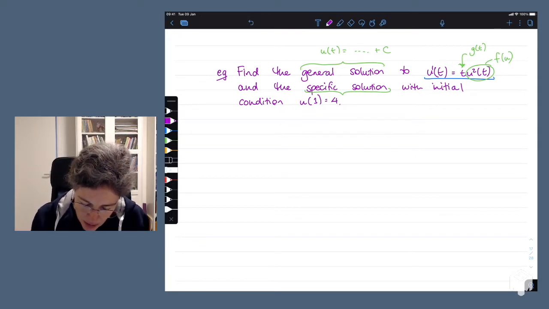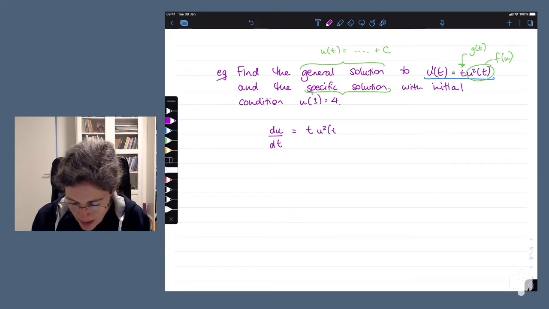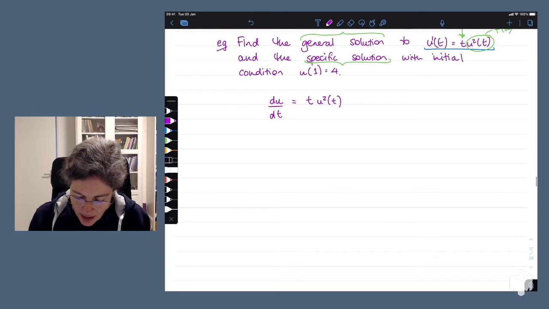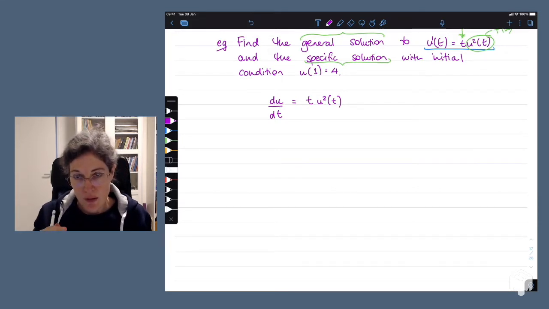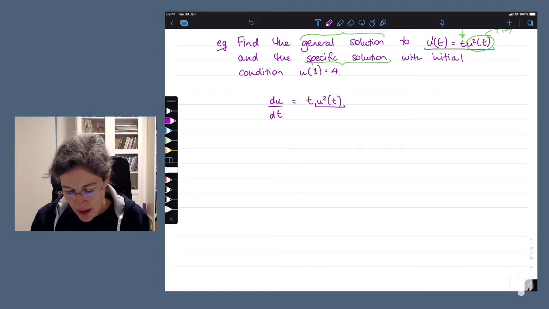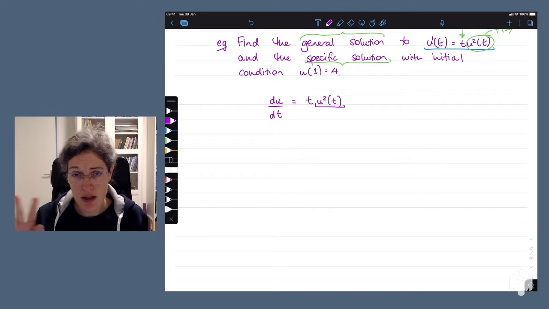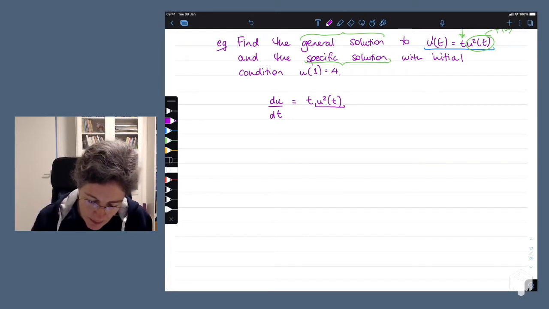Okay, so we've got du by dt is equal to t u squared of t. And the first thing that we're going to do is we're going to divide through by whatever our function of u is. So in this case, we're going to divide through by u squared. And I hope at this point that your spidey sense is going, alert, alert, because we're making an assumption here, which is that u is not equal to 0, because otherwise we'd be dividing by 0 and then the universe would explode, which is bad.